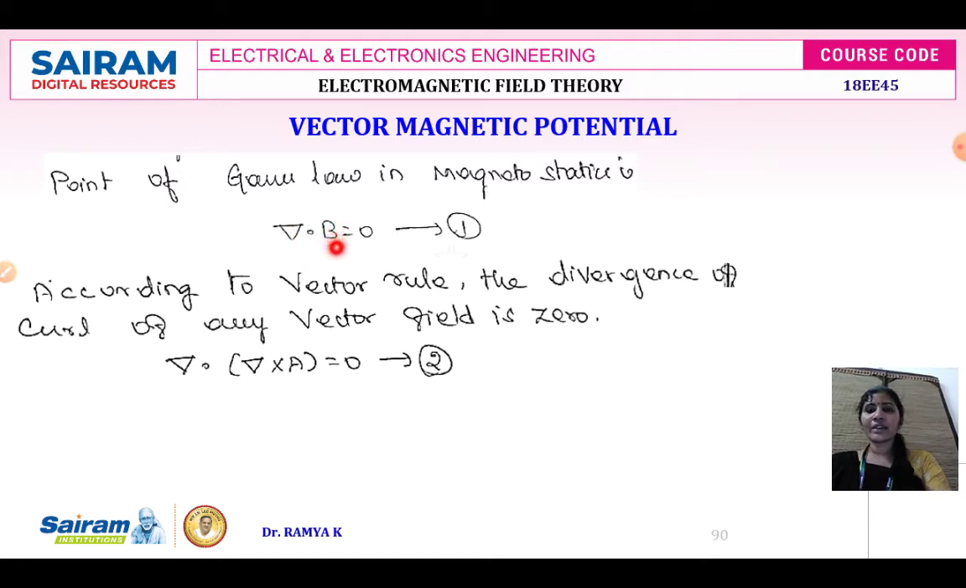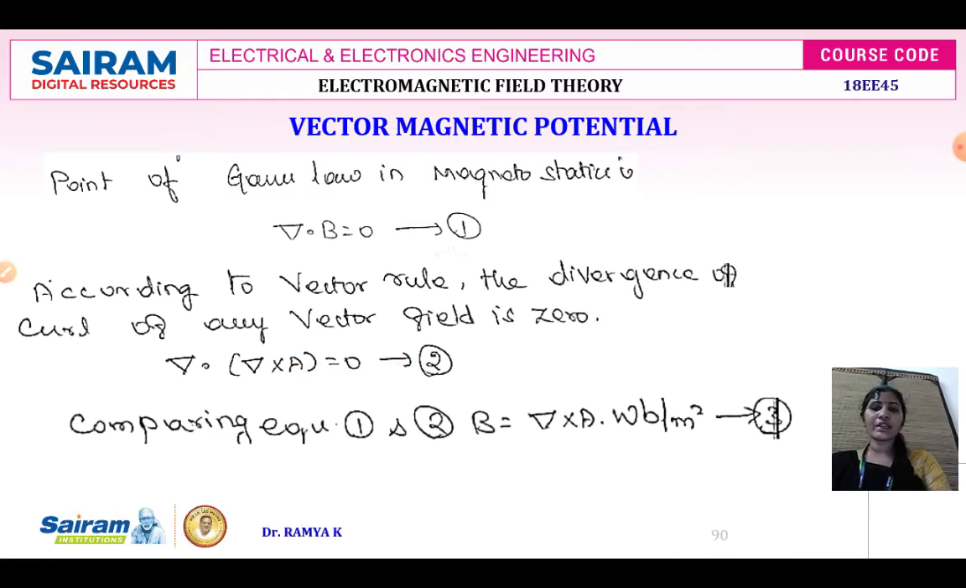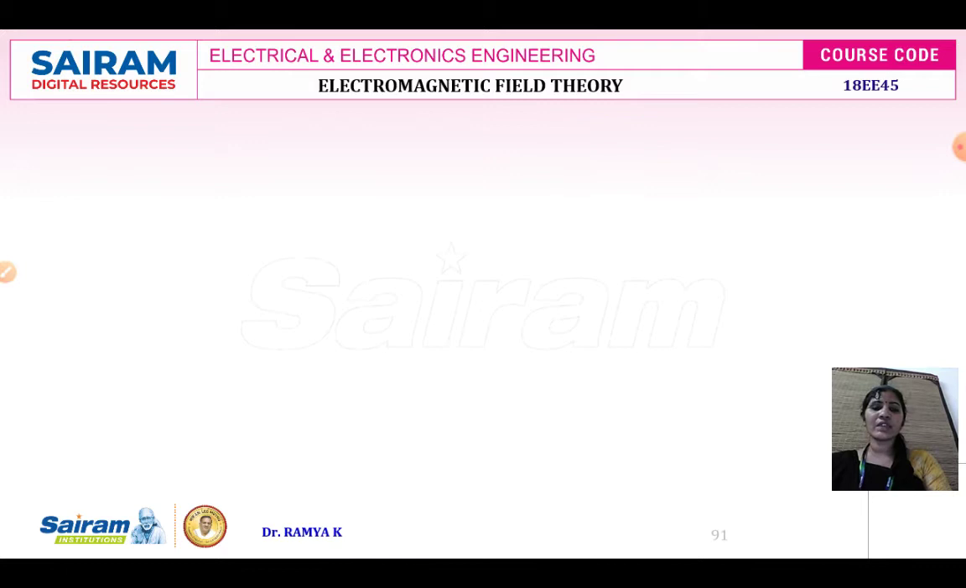Therefore, I can write B by assumption, as the divergence is already zero. If B is going to be the curl, then this particular equation holds good. So the divergence of curl of A is equal to 0. Now we can compare the equations and apply the vector identity.